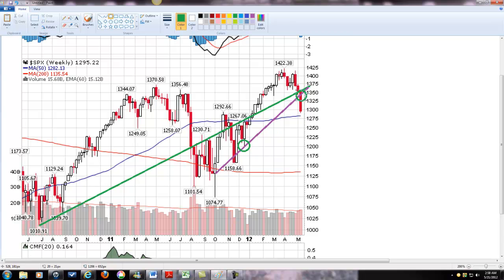And then on the way up, we kind of broke this longer term uptrend line. The purple one is the shorter uptrend line. The green one is the longer term uptrend line. But I think on the charts and the daily, both of these are green. But I kind of want to distinguish the difference.